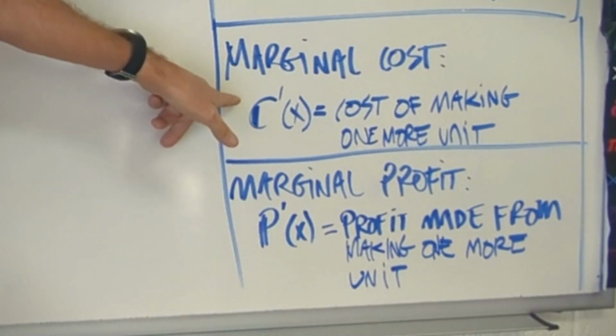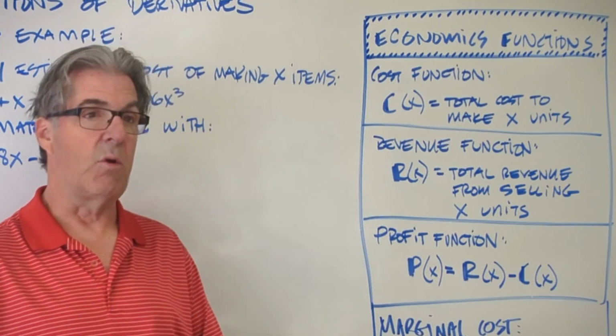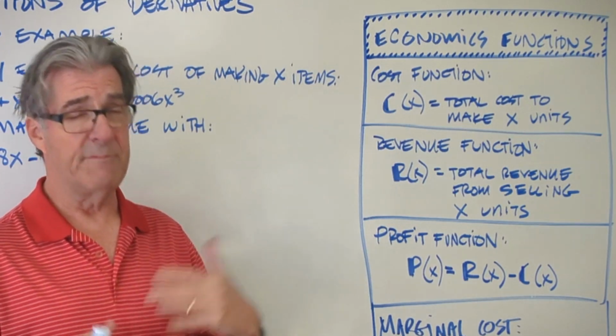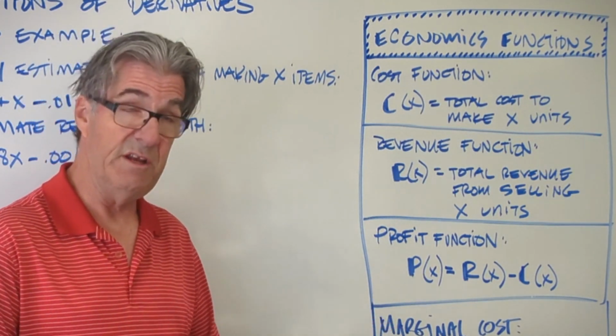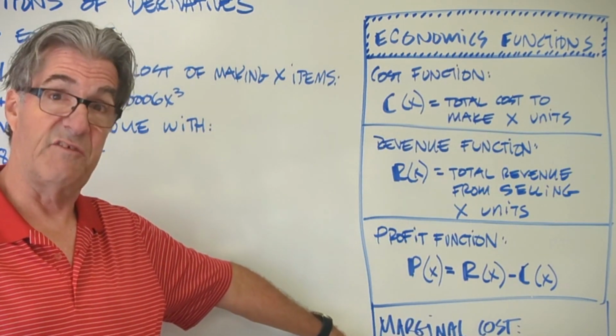The marginal cost function. This is the function that tells us how much it costs to make one more unit. Like say we've made 300, and we want to find out how much it costs to make the 301st unit, and that's what this function will tell us. And it's the derivative of the cost function.